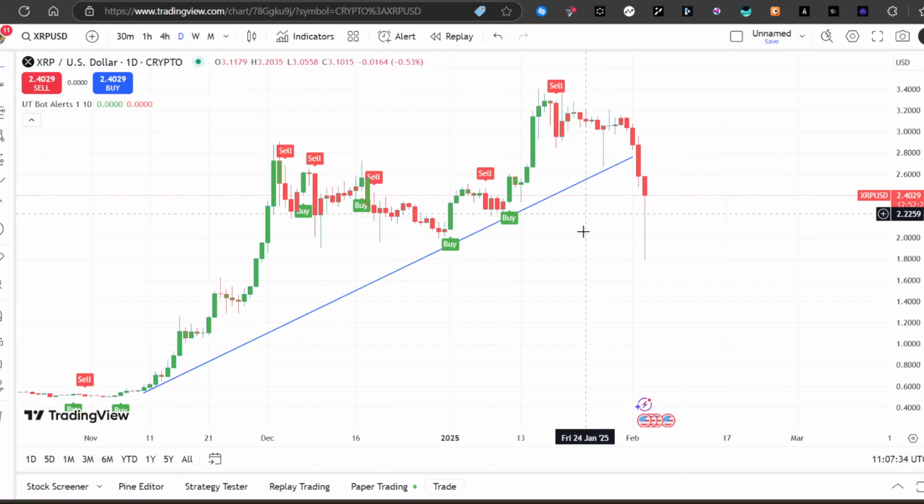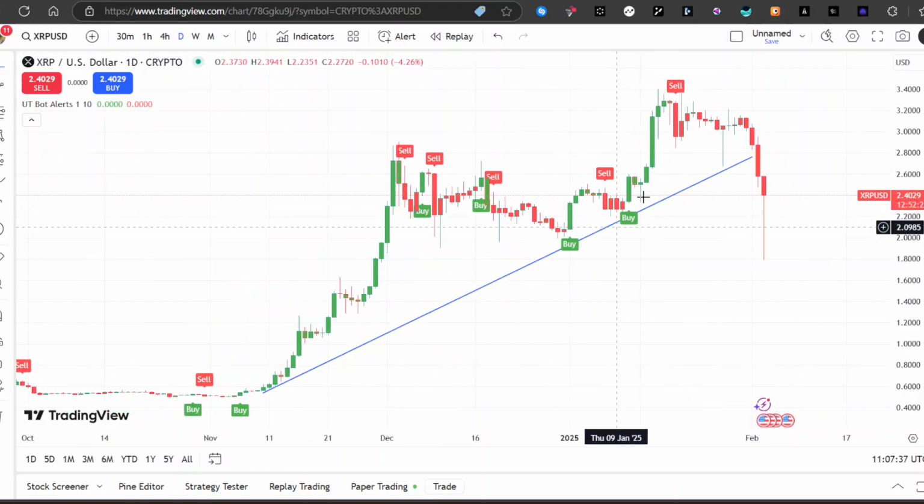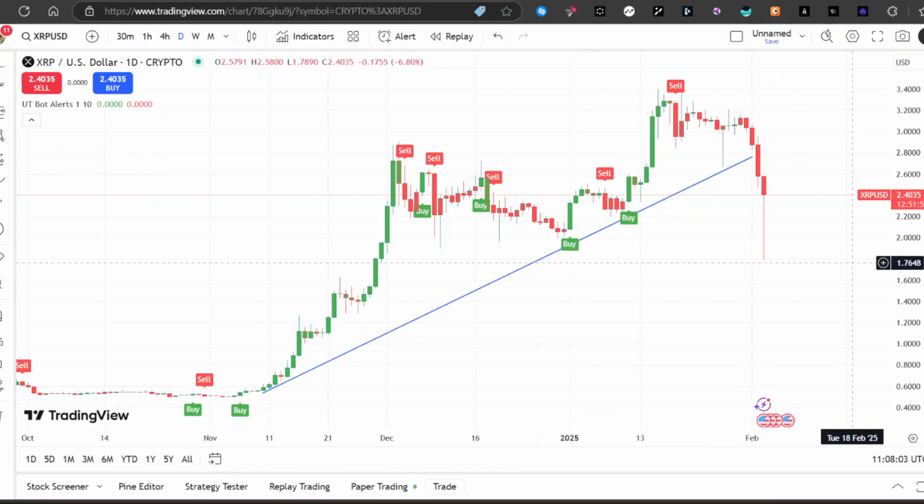Okay, now let's talk about how the UT bot alert indicator generates signals and why it's a game changer. Now, first of all, it helps you to identify the direction of the trend, because the indicator follows price movement closely to determine if the market is in an uptrend or a downtrend, right? So whenever a buy move is incoming, whether it's a bullish trend or bearish trend, you're going to get this buy signal. It's going to be generated.